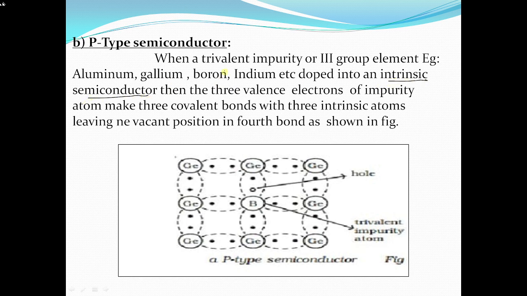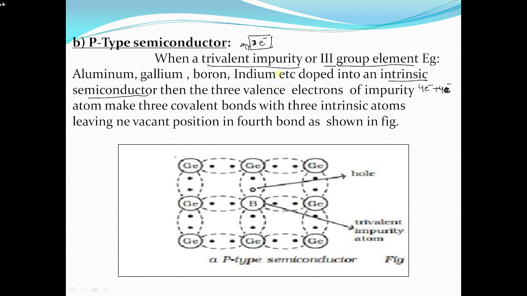Now, next, if we go for P-type semiconductor, here the intrinsic semiconductor is doped with trivalent impurity or third group element. Trivalent impurity means it has 3 valency electrons. In an intrinsic semiconductor, you know, they have 4 valency electrons. It requires 4 more electrons to get stability. But how many are you giving? You are giving only 3. You are doping with trivalent impurity or third group element, for example aluminum, gallium, boron, indium.